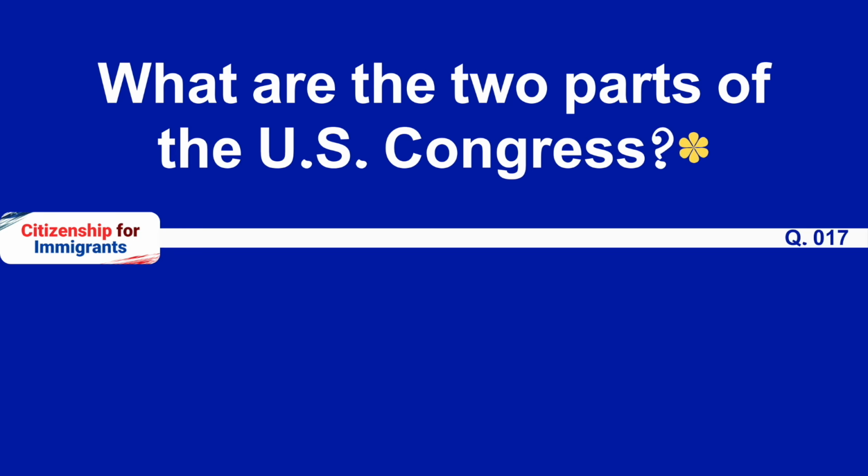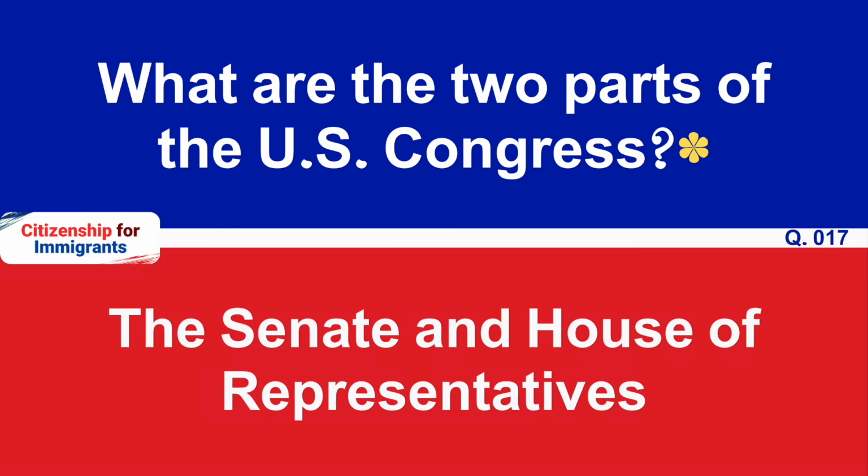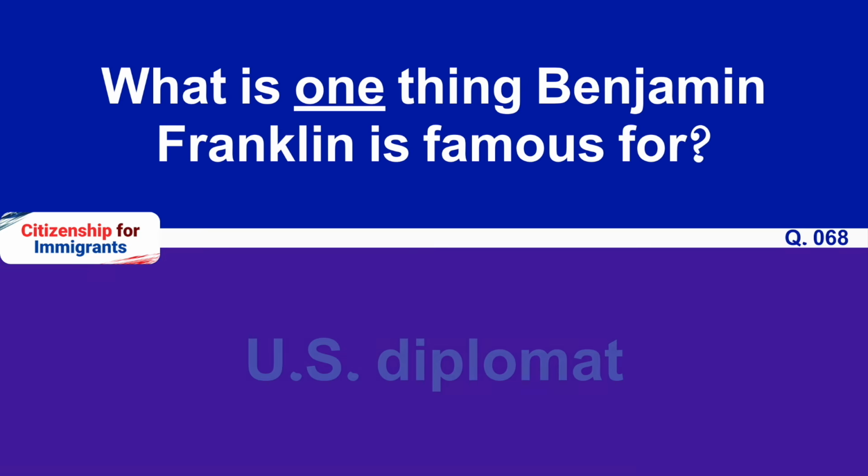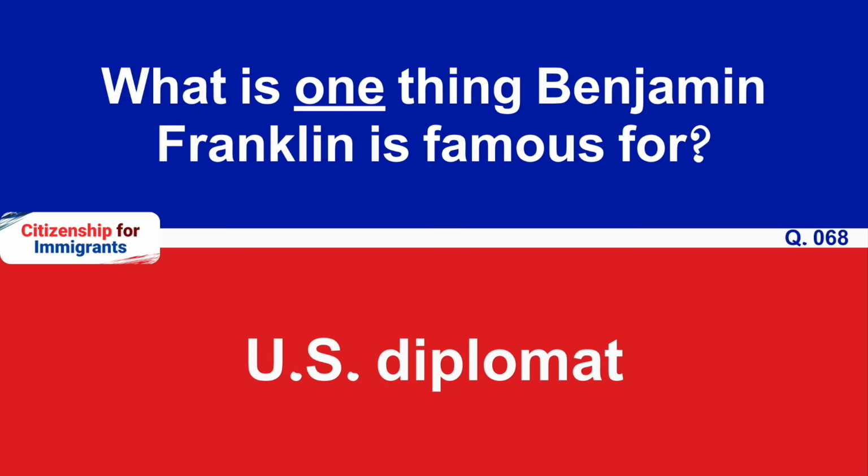What are the two parts of the U.S. Congress? The Senate and House of Representatives. What is one thing Benjamin Franklin is famous for? U.S. diplomat.